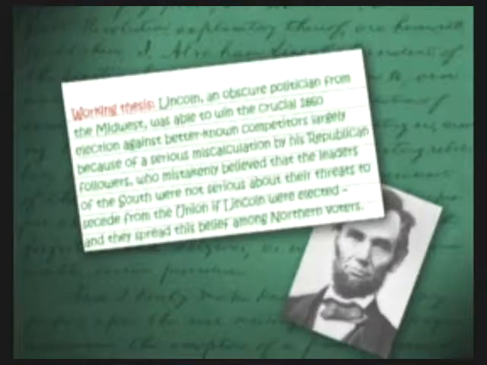Lincoln, an obscure politician from the Midwest, was able to win the crucial 1860 election against better-known competitors largely because of a serious miscalculation by his Republican followers, who mistakenly believed that the leaders of the South were not serious about their threats to secede from the Union if Lincoln were elected, and they spread this belief among Northern voters.